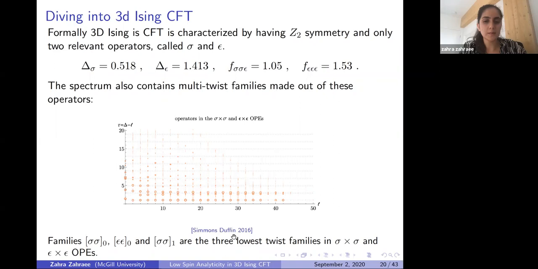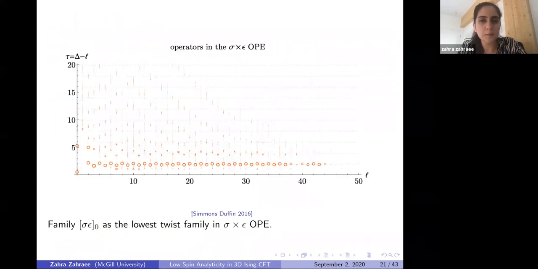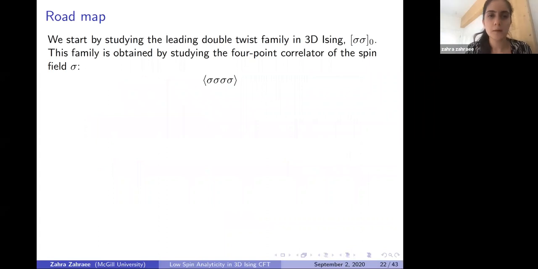So that plot is from the paper by David Simmons-Duffin, the 2016 paper that I mentioned. Then in the sigma epsilon OPE, you would have the sigma epsilon 0 double twist family with good numerical stability. And then you would have the higher twist, however, again, numerical stability: you can't really pin them down. So these are the operator content that we will exchange in our cross-channel OPE, to calculate the double discontinuity.